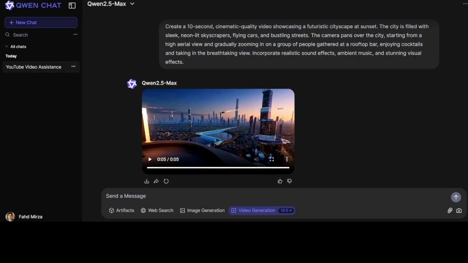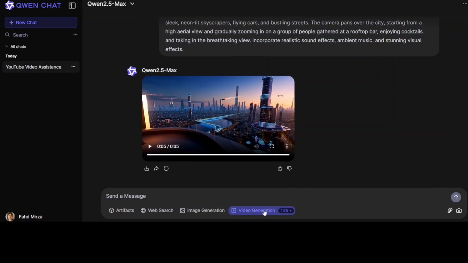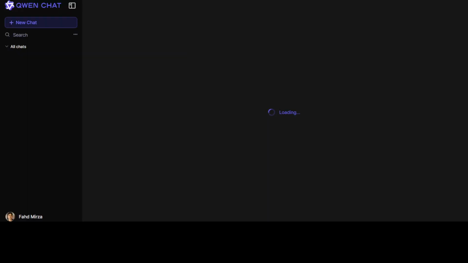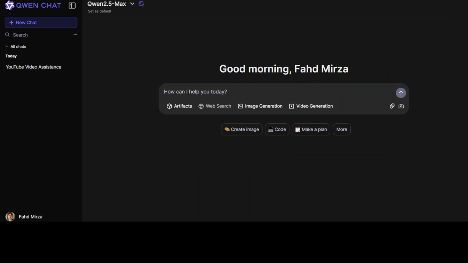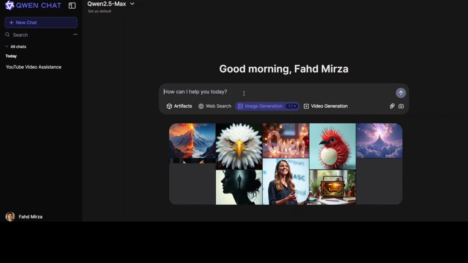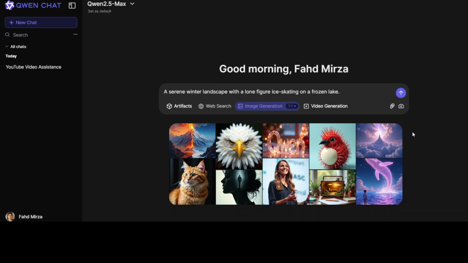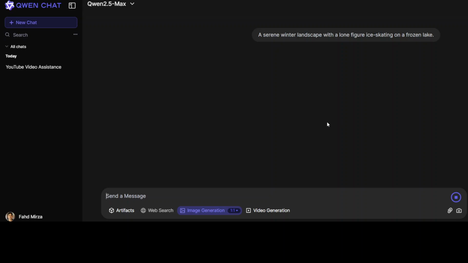Okay, now let's try out image generation. So I'm just going to click here. Okay, so it is not letting me select. Maybe I just need to refresh it. Let me quickly refresh it. So refreshing was not even letting me generate the video. So what I have done, I have clicked on new chat on the left, and then hopefully it is, yes, now I can select it. So I'm asking it a serene winter landscape with a lone figure ice skating on a frozen lake. Let's see what it generates.